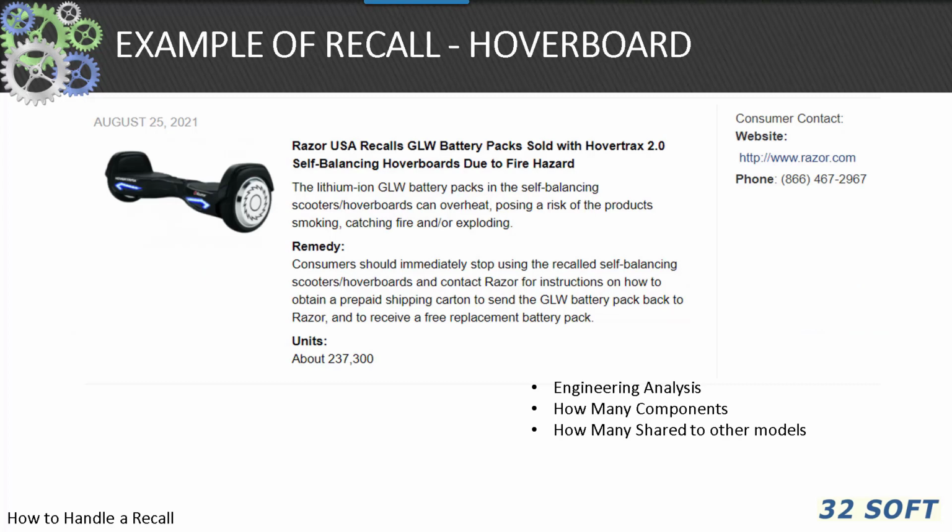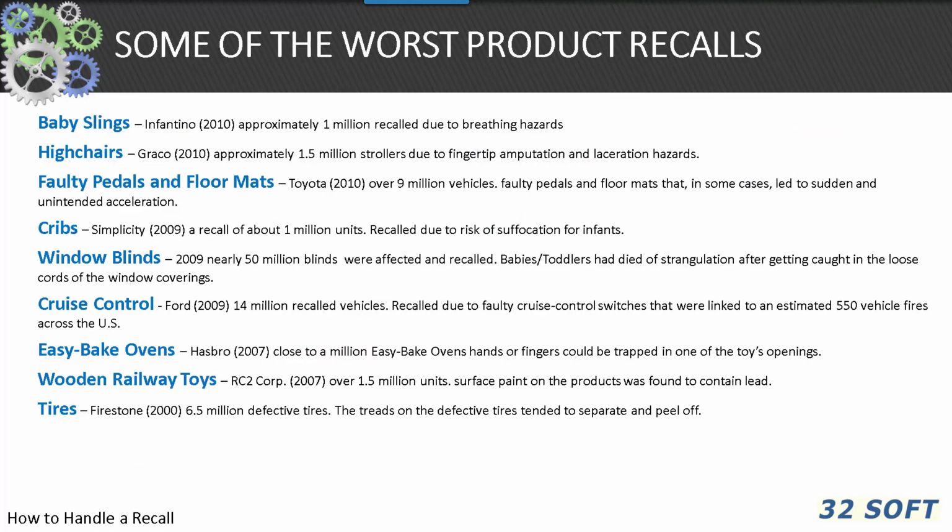Here's an example of a recall. Hoverboards. Maybe some of you got one for Christmas. In August of 2021, Razer recalled 237,000 units because batteries were posing fire hazards. At $150 retail, that's a $75 million issue, not to consider the costs. So here are some of the worst product recalls we've had in history.